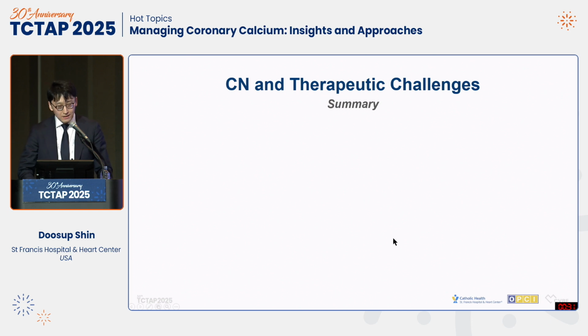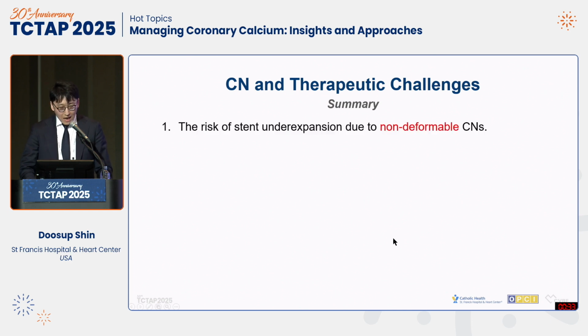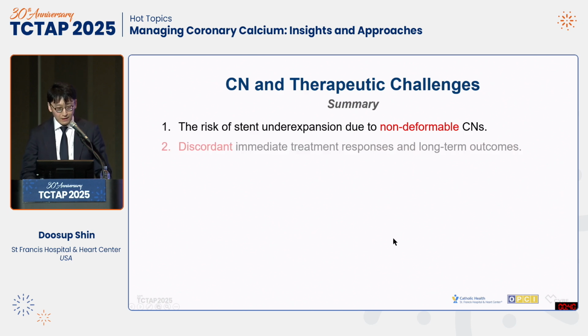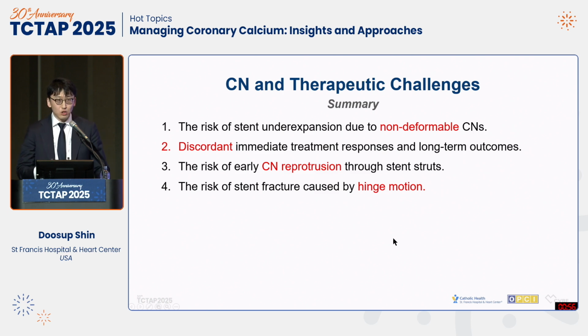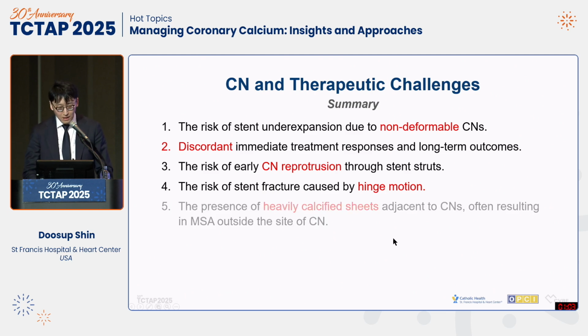So I'd like to summarize this talk. We talked about deformability, and stent underexpansion can be due to non-deformable lesions, especially non-eruptive calcified nodule. However, the long-term outcome is worse with eruptive calcified nodule for multiple reasons. One of the key mechanisms of in-stent calcified nodule is reprotrusion of the calcified nodule material. Also, keep in mind that the location of calcified nodule is usually mid-RCA, where there's a lot of hinge motion, so if you place a stent, there's a risk of stent fracture.